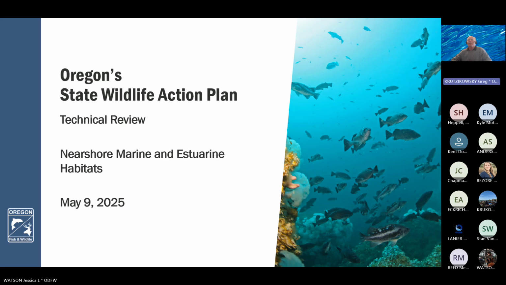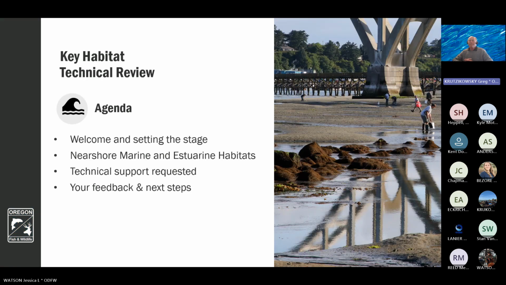So today's meeting is about the Oregon State Wildlife Action Plan. This is the technical review meeting that is focusing on nearshore marine and estuarine habitats. Go ahead with the next slide, please. So this is a plan for what we plan to do today. Basically, we're welcoming you and setting the stage for what we're going to do today. We're going to focus on the nearshore marine and estuarine habitats. And then we'll go over the type of technical support that we're requesting, and we'll show you a little bit about how to provide that feedback and some of the next steps in the process for our SWAP revision. So next slide, please.